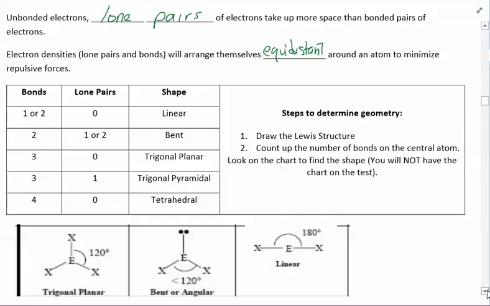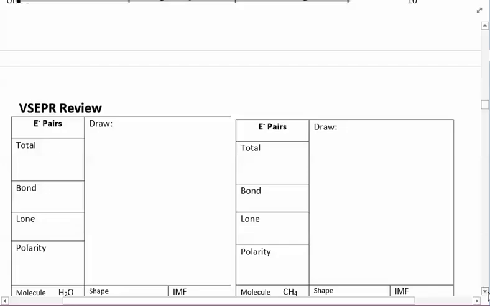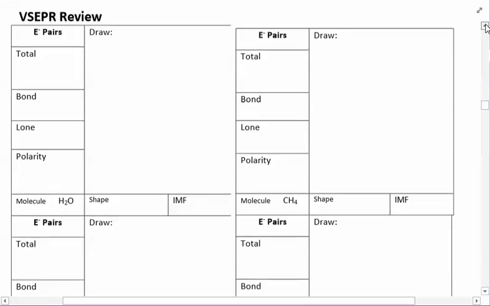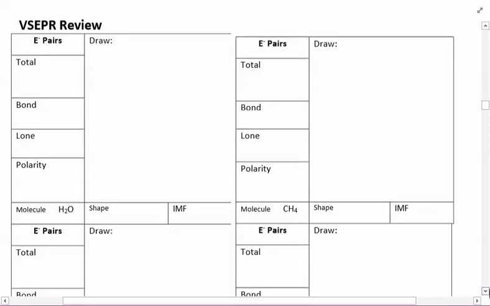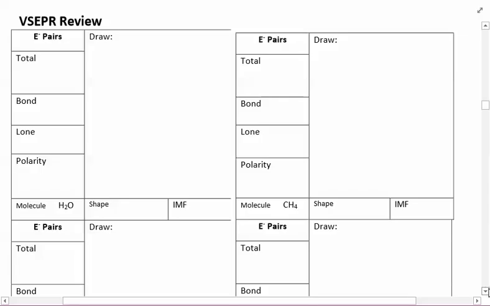So in order to determine the geometry, we're going to draw the Lewis structure, count up the number of bonds on the central atom, and then use the chart to determine the shape. Keep in mind, you won't have the chart on your test. So we have a few examples here. So the first one, we've kind of already done the Lewis structure for it. So what we're going to do, we kind of can fill in this information from what we've already done.